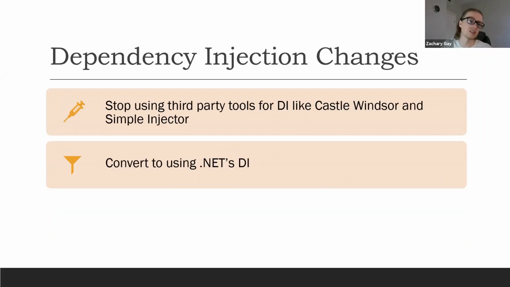The next phase is dependency injection changes. Stop using third-party tools like Castle Windsor and Simple Injector. You're going to want to use .NET's dependency injection tool. It's very easy to use. I personally like it more than these third-party tools. Microsoft provides tons of documentation on how to inject various services into your code. Very user-friendly, very easy to read and follow along. So we won't spend too much time here. It's just move away from third-party tools and use .NET's offerings.